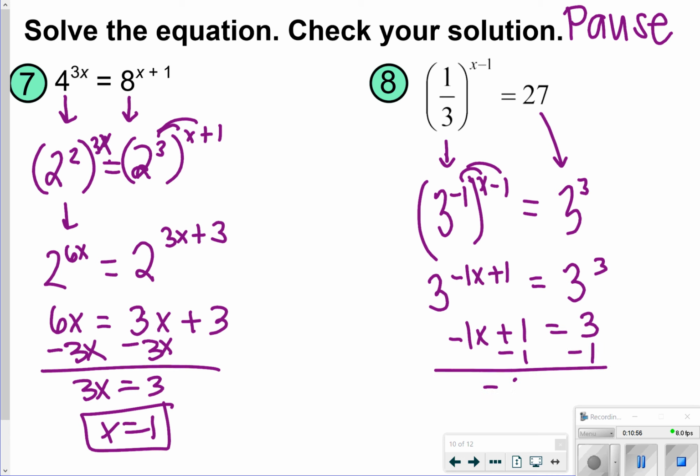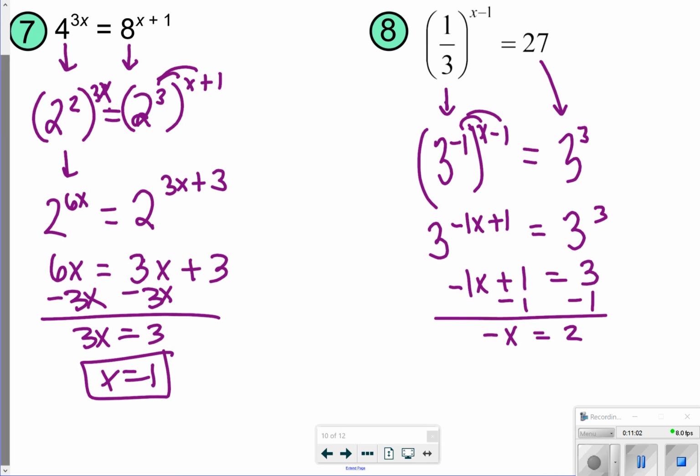So I'll originally get negative x is equal to 2, but we can't keep x as negative, so what we're going to do is just basically divide both by negative 1, so that x is equal to negative 2 for number 8. Okay? Hopefully you're able to get number 8 correctly, and if not, you're able to see a type of solution that you could use to find the solution for that one.